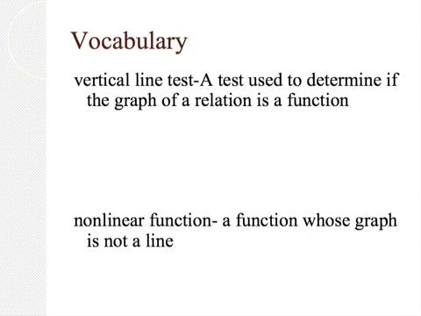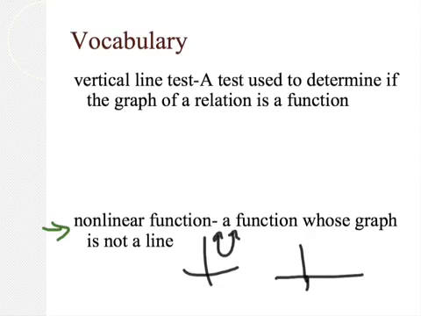The vertical line test is a test that you can use to determine whether you have a function or not when you have a graphed relation. And a nonlinear function is really a straightforward one. This is just one where, if you don't get a line when you graph it, then it's a nonlinear function. So the example of a parabola is a nonlinear function. The example of some kind of a little swervy line like that would also be a nonlinear function because it doesn't form a line. Vertical line test, let's talk about that for a moment.